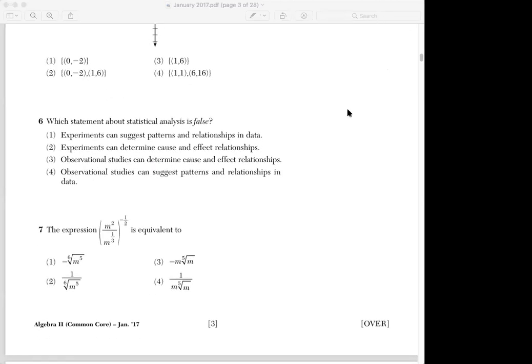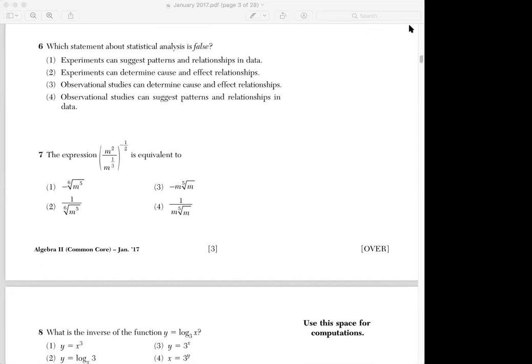Okay, next one. I promised you guys this would be on every single one. Which statement about statistical analysis is false? Let's see. Experiments can suggest patterns in data and relationships in data. That's true. Experiments can determine cause and effect. That's true. Observational studies can determine cause and effect. That's false. And observational studies can suggest patterns. That's true. So they want the one that's false. That is number 3.